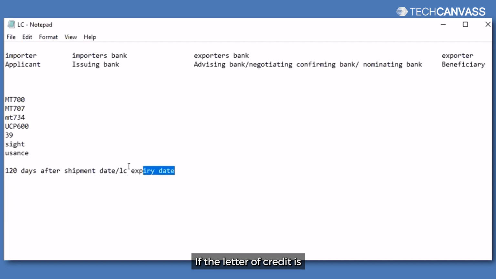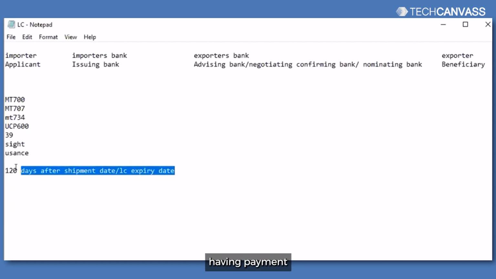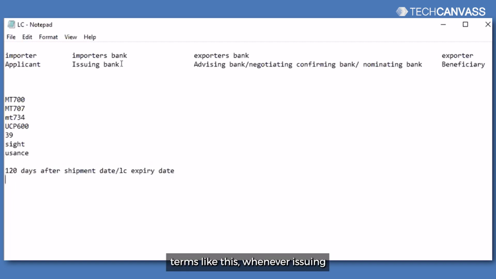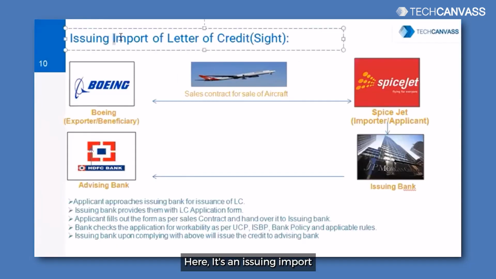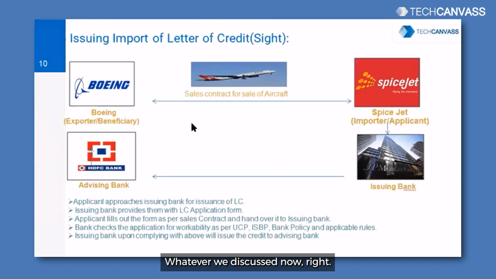If the letter of credit has payment terms like this, whenever the issuing bank gets the documents, they will send an acceptance message to the exporting bank saying that we have accepted the documents and we are going to pay on such and such date. The maturity date will be given to the exporter's bank.